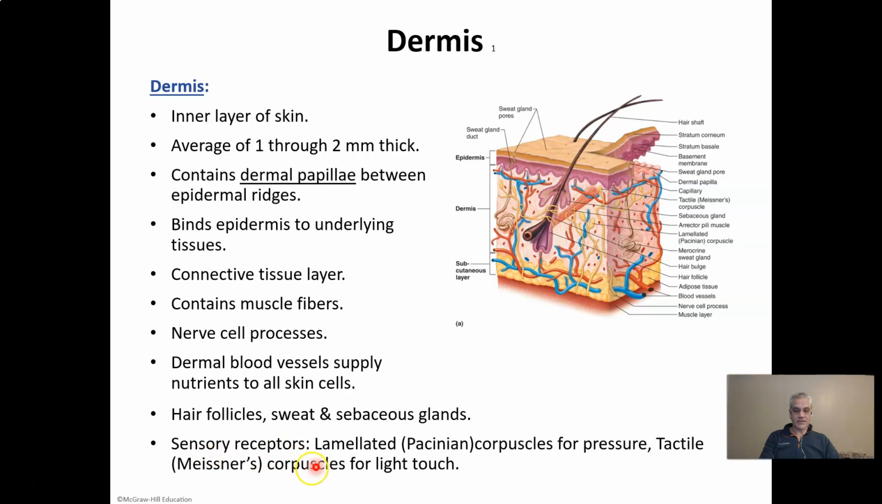Now you have different kinds of sensory receptors in the dermis: lamellated corpuscles and tactile corpuscles. In physiology and anatomy, we're trying to get away from names like Pacinian corpuscle or Meissner's corpuscle, because these are named after people who discovered them or lent their names to them. We prefer the terms lamellated corpuscles and tactile corpuscles. Lamellated are for higher pressure, tactile corpuscles are for very, very light touch.